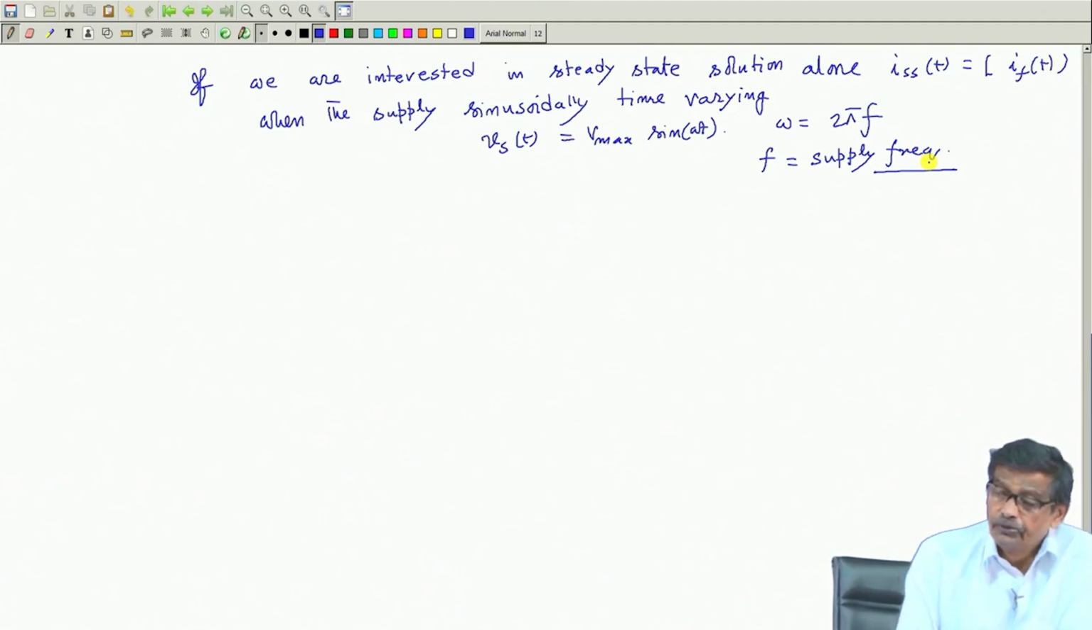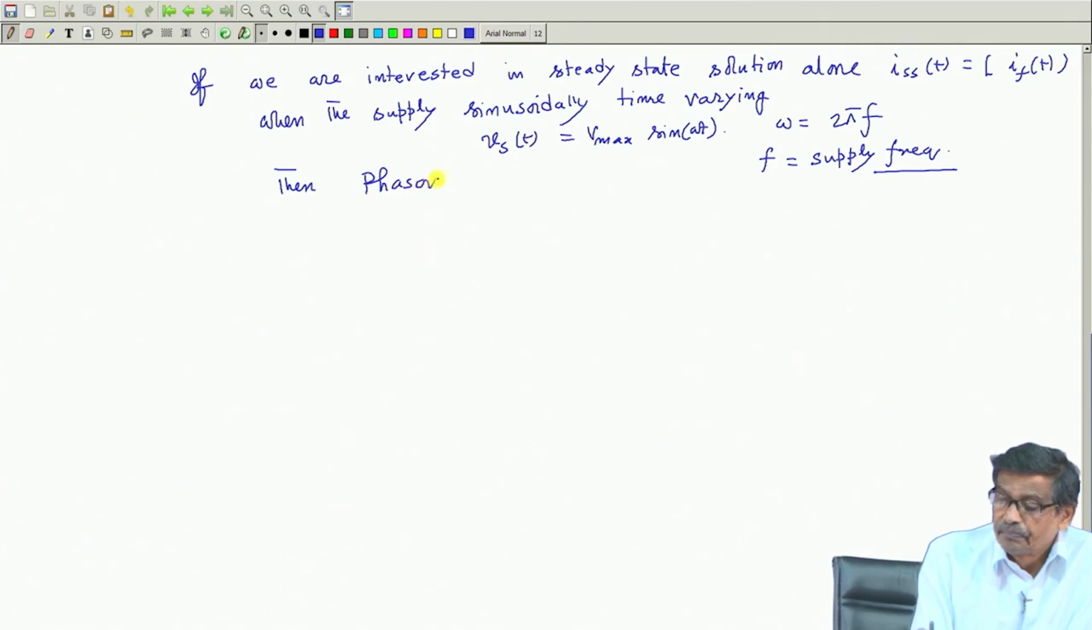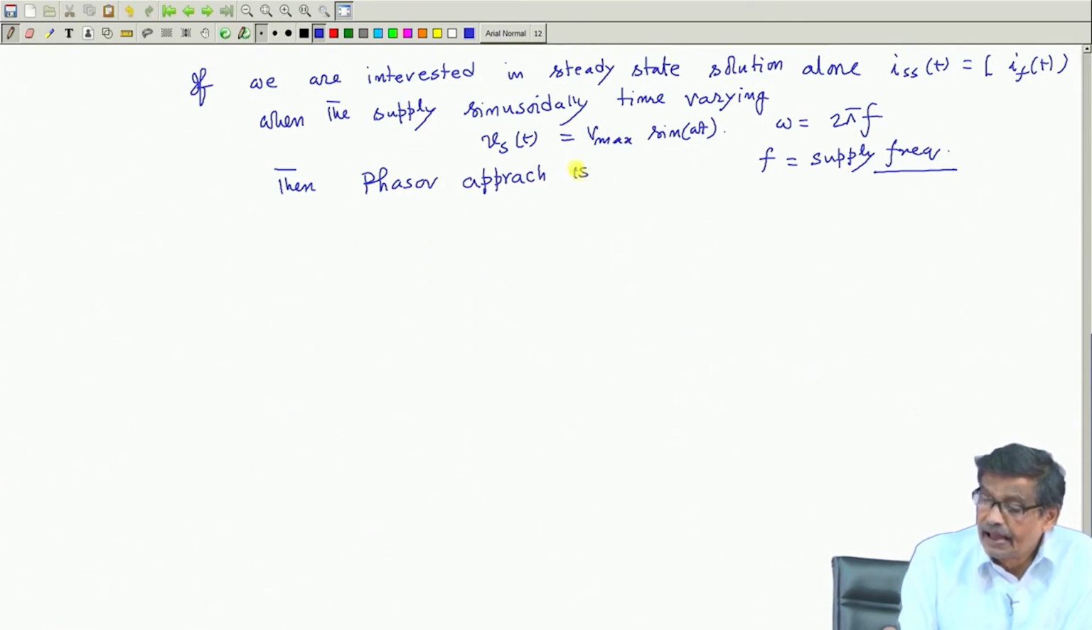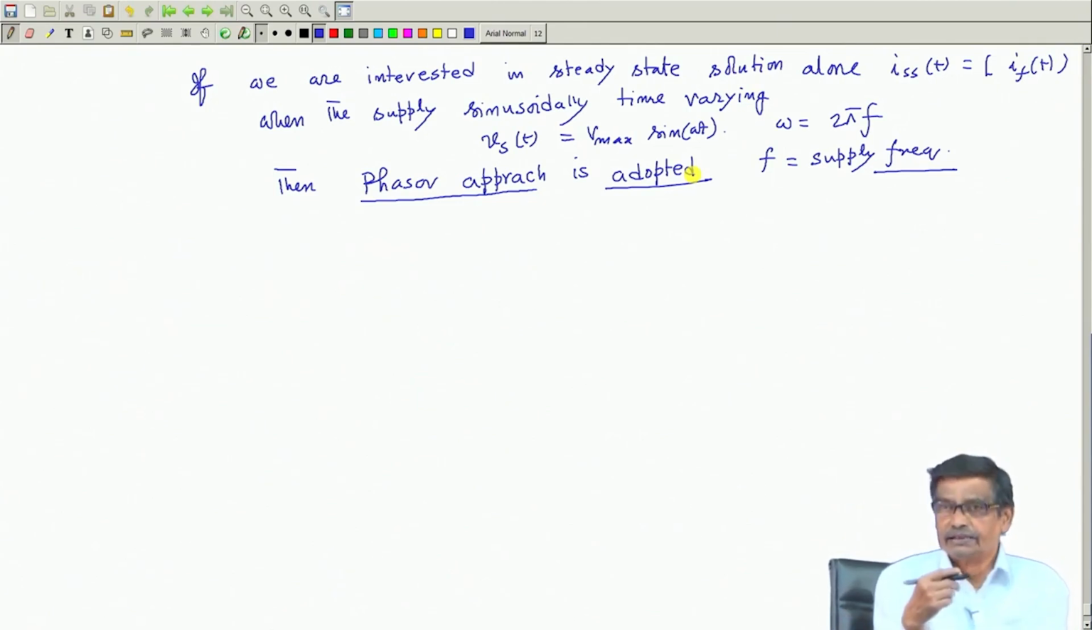So, if we are interested in steady state solution alone, when the supply is sinusoidally varying, then the Phasor approach is adopted. Okay. It can be done only for sinusoidal. That is, you need not write the differential equation, then say okay, steady state solution is like this. That is the point I want to make.